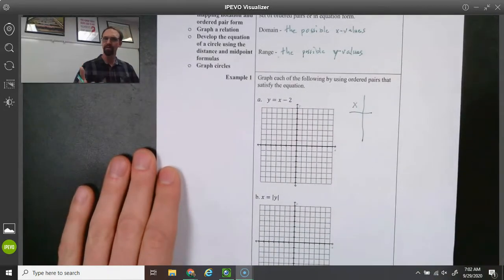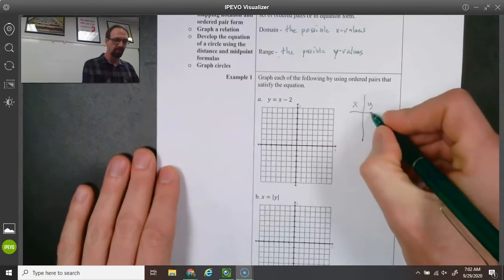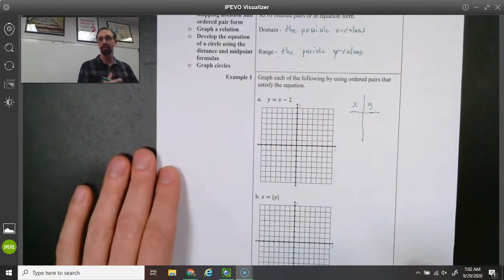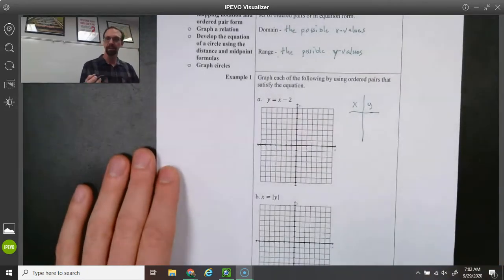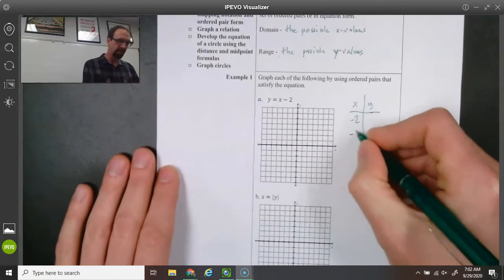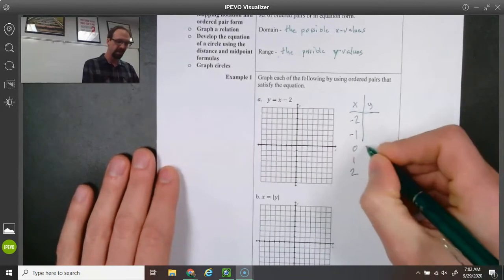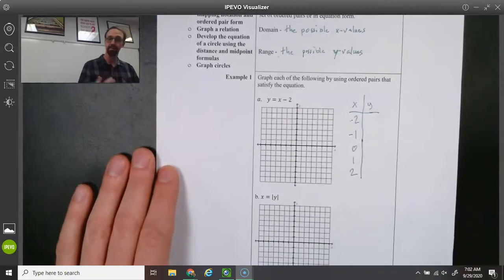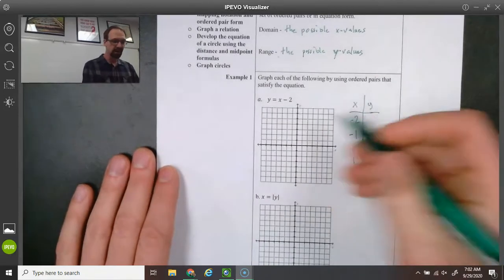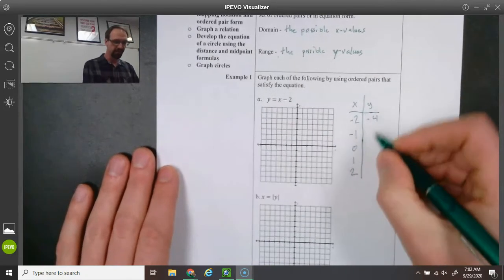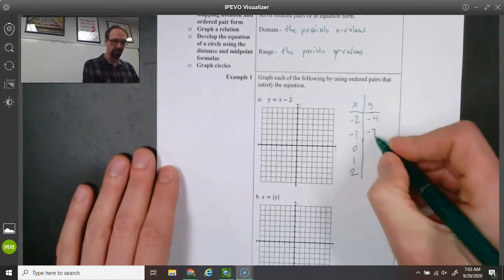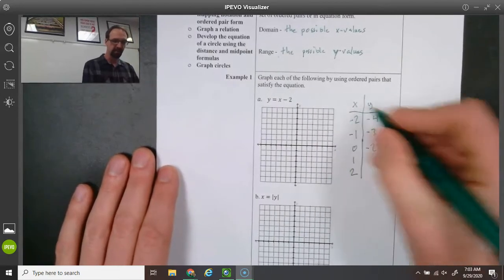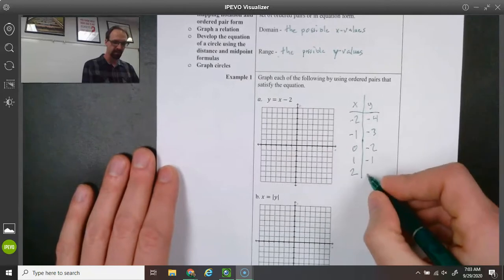So if it's written in terms of the variable, then that means you want to plug some values into the other variable. So this is y equals, we're going to plug in some values for x. I always say if you don't know a good place to start, -2, -1, 0, 1, and 2 is a good way to go. -2 minus 2 is -4. -1 minus 2 is -3. 0 minus 2 is -2. 1 minus 2 is -1. 2 minus 2 is 0.